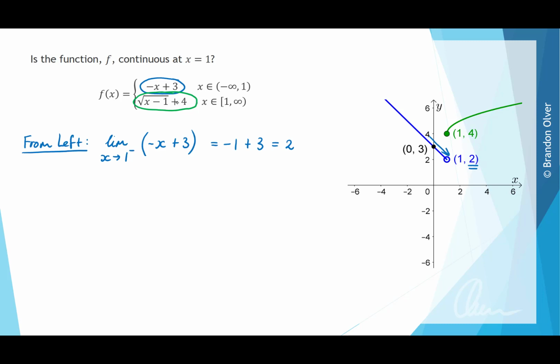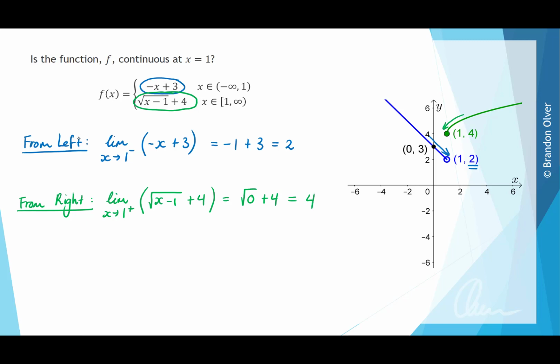Next, we need to consider the limit as we approach x equals 1 from the right. Mathematically, we write this as the limit as x approaches 1 from the positive direction, which is coming this way along our graph. And over that part, we have the rule square root of x subtract 1, plus 4. And if we evaluate that by substituting 1 inside, we're going to have the square root of 1 subtract 1, which gives the square root of 0 plus 4, which is simply equal to 4.